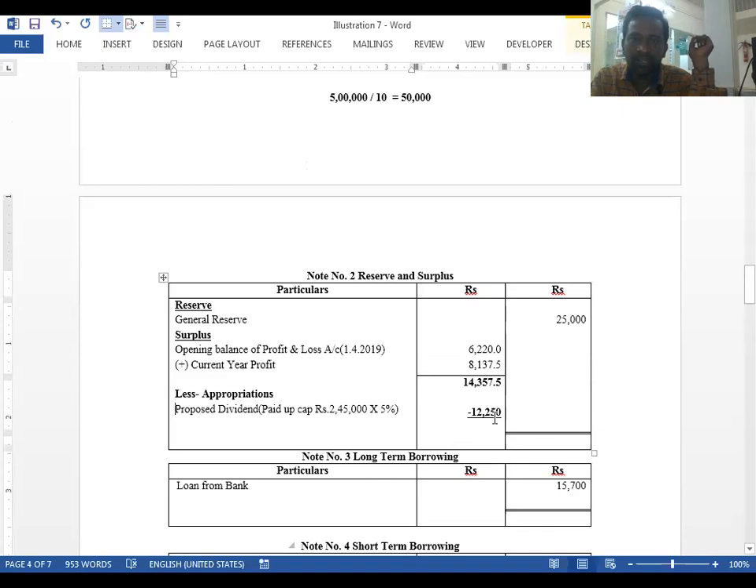Now 14,357.5 minus 12,250, write the rest amount in the outer column. No, no, only 14,357.5 minus 12,250. It is not the total, it's minus from total profit. Very good.